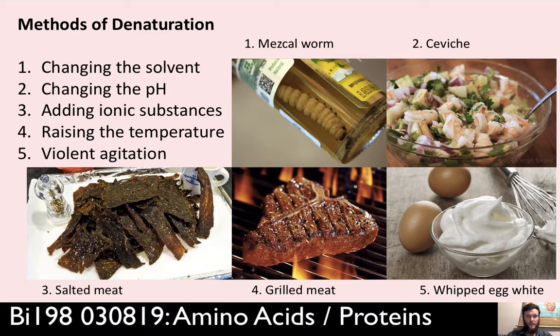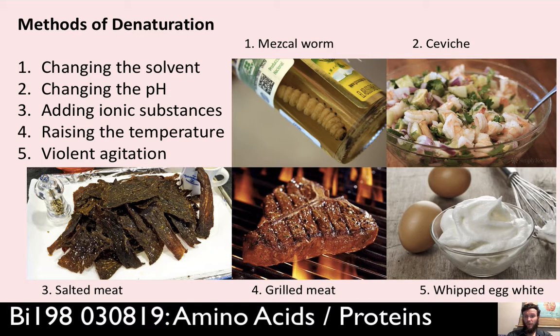Another way to denature proteins is to change the pH. That is to change the acidity or basicity or alkalinity of the protein. And so here's an example of that.